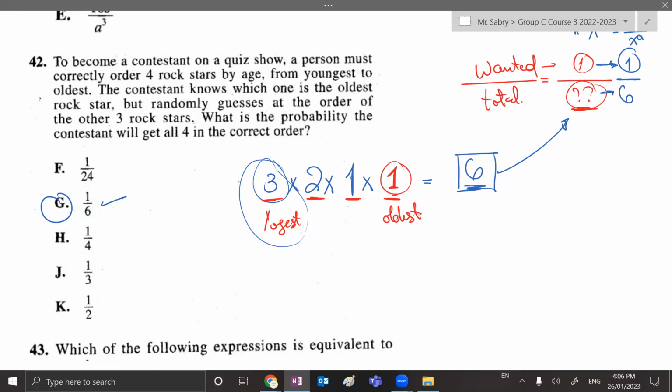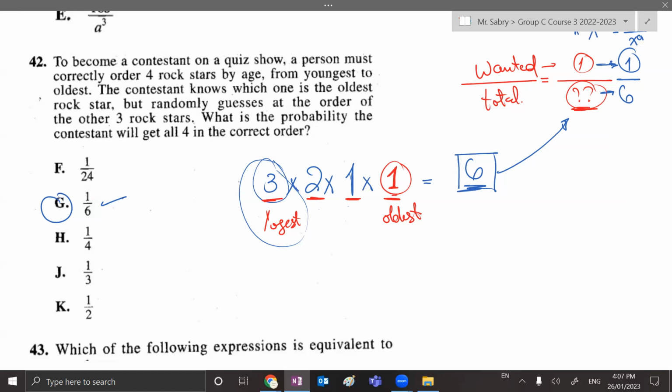ازاي حسبتهم بقى؟ بالطريقه اللي احنا لسه عاملينها دي، ان انا عندي already 3 spaces بس اللي باقيين، وعندي 3 people اختار منهم. So اول space عندي 3 people بس اول ما اختار 1 هنا بقى فاضل لي بس 2 people اختار منهم، واول ما اختار 1 كمان هنا هيبقى فاضل لي 1 بس اختار منه. If I multiply 3 times 2 times 1 this would give me the total number of choices اللي ممكن يطلعوا اللي هو 6. Make sense?